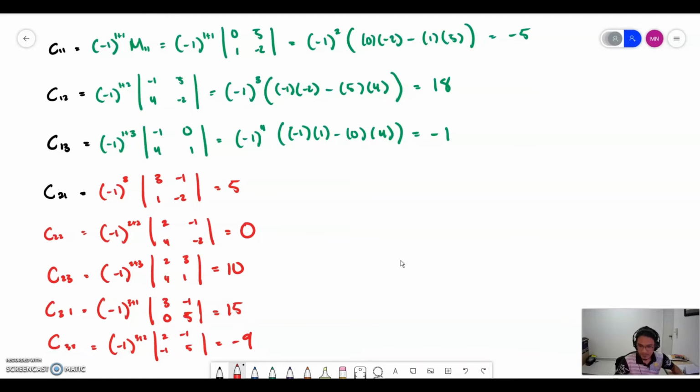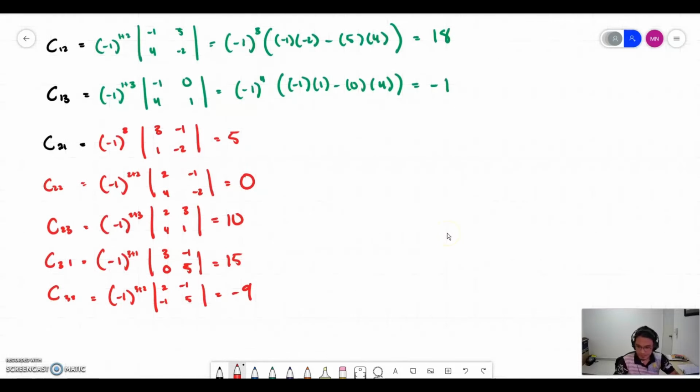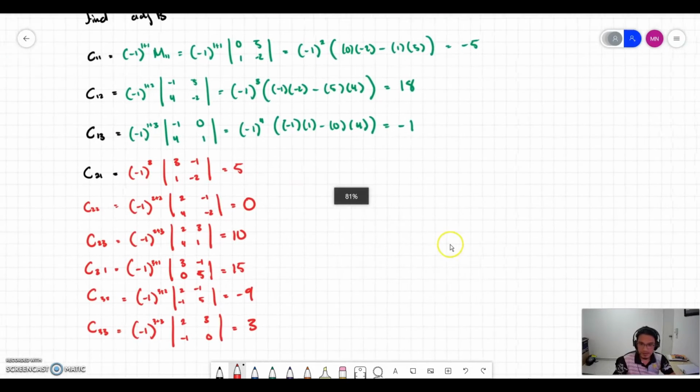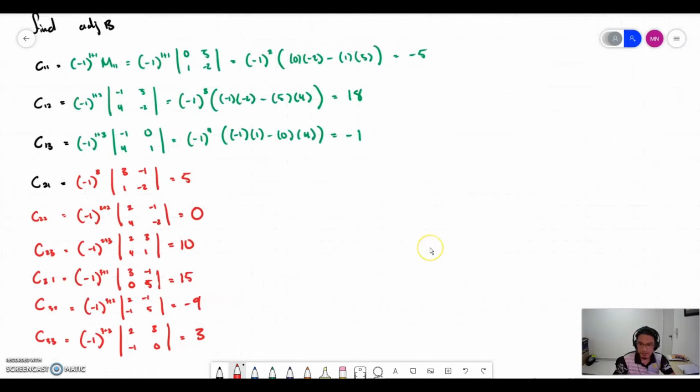0 and 5. Okay, then for C33, negative 1 to the power of 3 plus 3, we have 2, 3, negative 1, and 0. So this is equal to 3. Okay, so now we have all of the cofactors in each position in the matrix B.